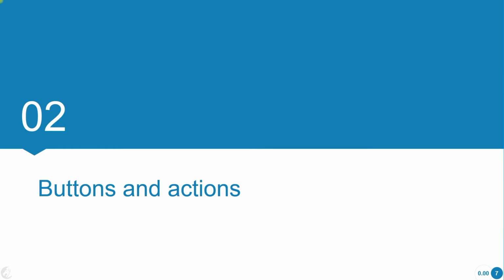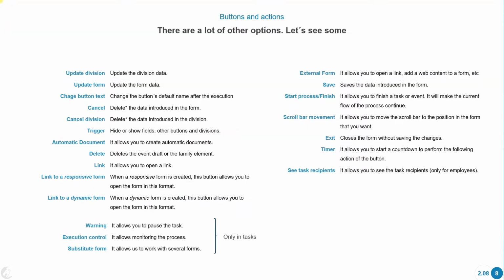Buttons and actions. We are going to see now the different actions that the buttons can perform. There are plenty of options, but we are just going to see some now. We can find these buttons in the forms and tasks, but some of them can only be found in tasks.